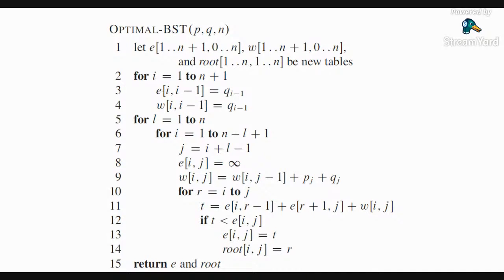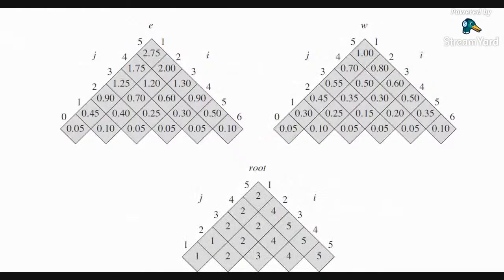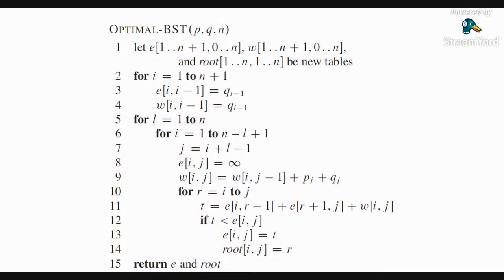Now, depending on this i and l, we need to define j. j is a function of i and l. Here, what is this? It is 1 1. This is 2 2. This is 3 3, 4 4, and 5 5. Then once again, this is 1 2, then 2 3, then 3 4. So depending on this, we will decide the j. Now listen, Eij and Wij need to be computed. So Eij is initialized to infinity, and Wij is nothing but Wi,j minus 1 that we have already computed in the previous phase, or if it is the first iteration, then it is initialized, plus Pj plus Qj.